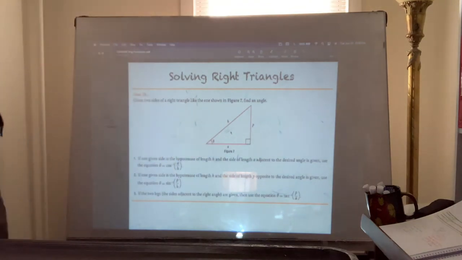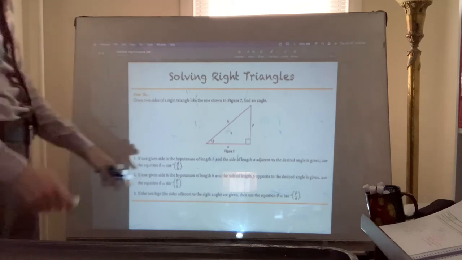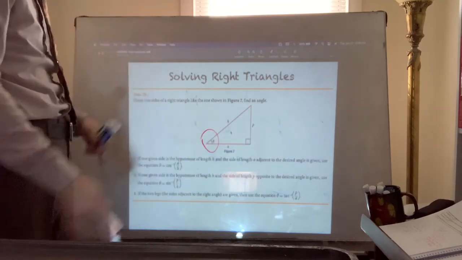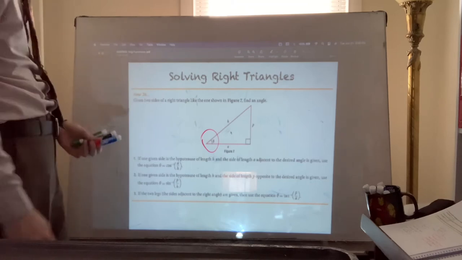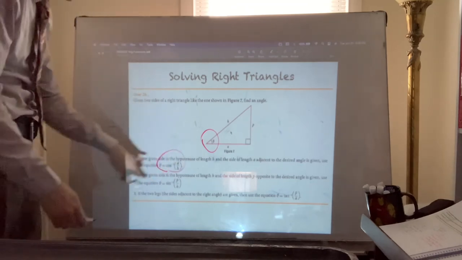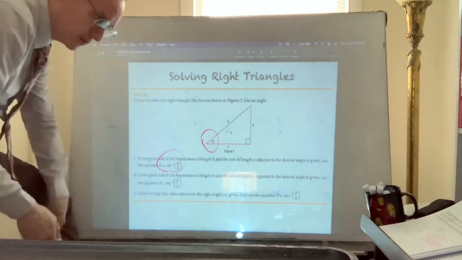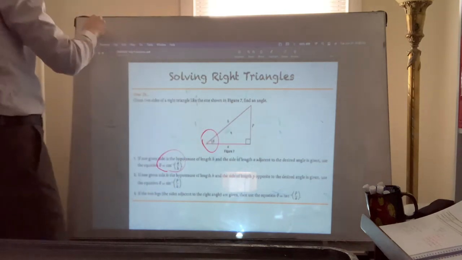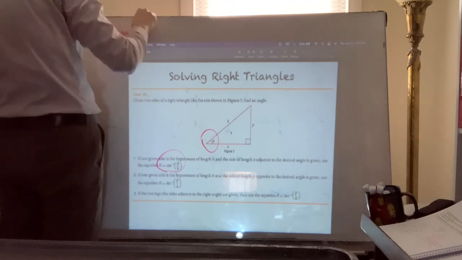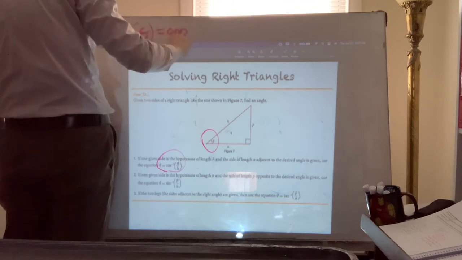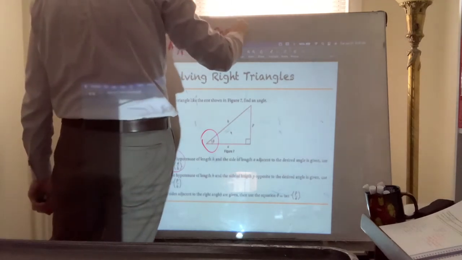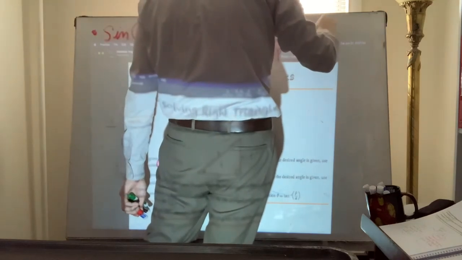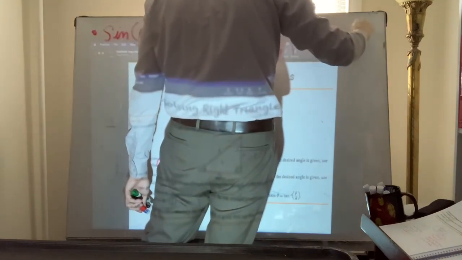Not exclusively, but primarily. So if you are given a hypotenuse and a side length that would be adjacent to the angle, remember we always read angles from this corner in this case, then you're going to use inverse cosine, right? Those are the dimensions that would be relevant for a cosine: adjacent to the angle over the hypotenuse. It's good to have this committed to memory. SOHCAHTOA, right? Opposite over hypotenuse, sine; adjacent over hypotenuse, cosine; and for tangent, opposite over adjacent.